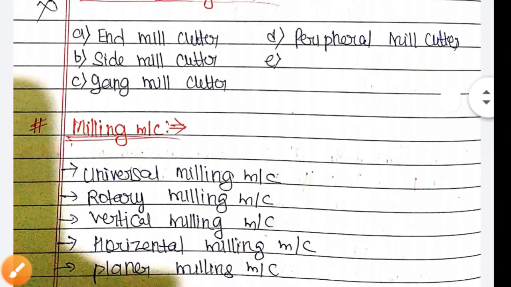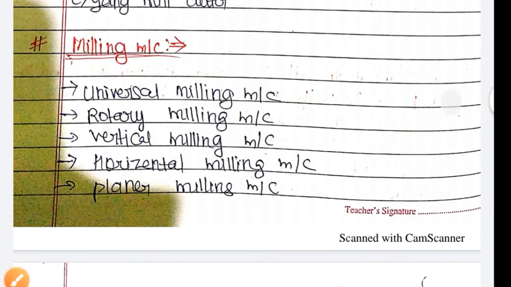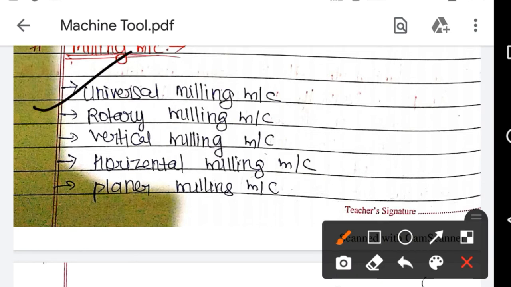Okay, then for the milling machines: universal milling machine, rotary milling machine, vertical milling machine, horizontal milling machine, planar milling machine. In the competitive exam, they are not going to ask what milling is and all that. These are the milling machines which are important for the university exam purpose. So I'm not going to discuss the theory of these milling machines in detail. If you are a second, third or fourth year student and you have these topics in your syllabus, then you don't have to watch this video.